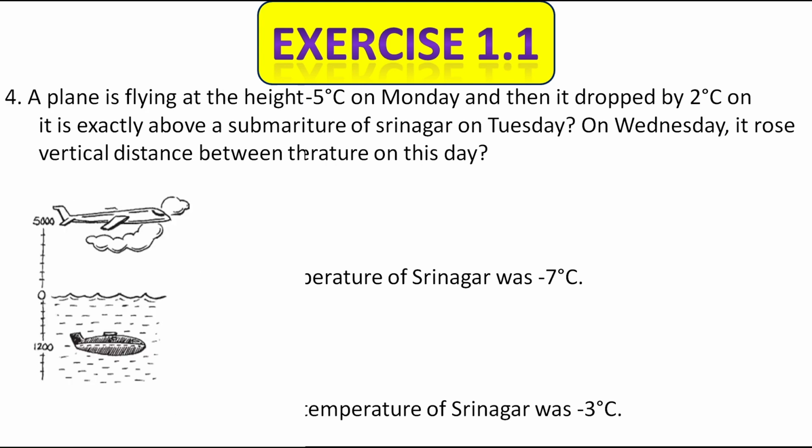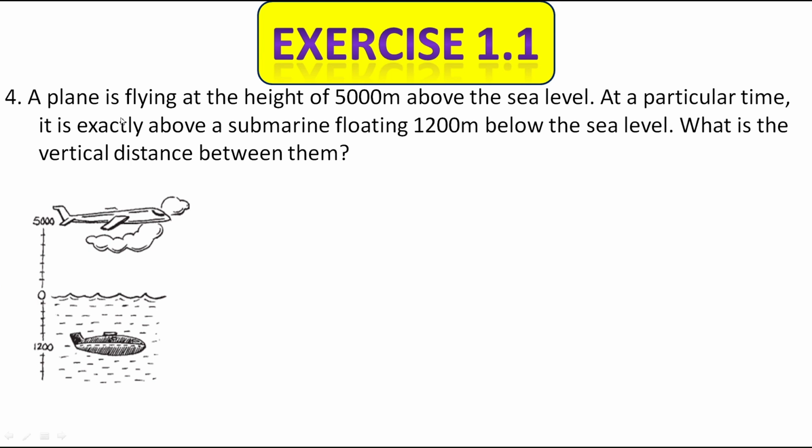Now here the next question. A plane is flying at the height of 5000 meter above the sea level. They have already given the picture here. This is the sea level, here it is sea and here it is what we can say atmosphere. At a particular time, it is exactly above a submarine floating 1200 meter below the sea level. This is a submarine which is floating below the sea level at a distance of 1200 meter.